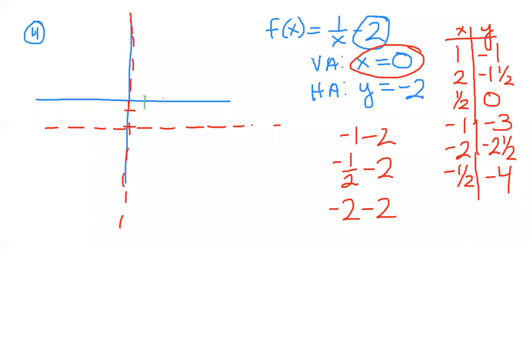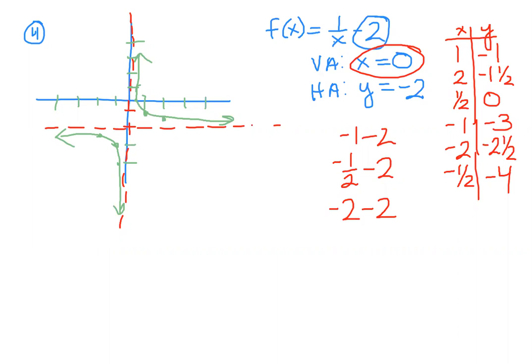1, 2, 3, 4. Okay, so I've got 1, -1, 2, -1.5, 1/2, 0. So here's what it looks like there. And then I've got -1, -3, and -2, -2.5, and -1/2, -4. So it looks like this. And there's what my graph looks like.